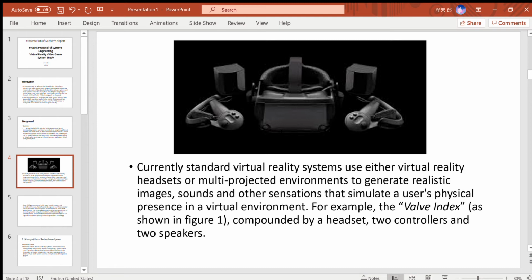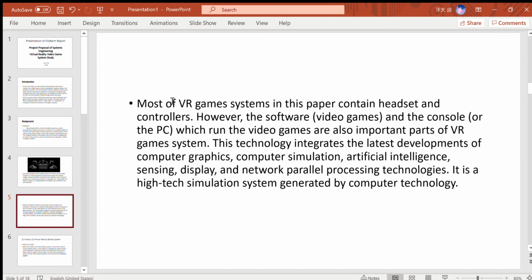For example, the Valve Index. We can see here the headset of the Valve Index, and these are the two controllers, and these are actually two speakers. But the speakers are not an essential part of the VR game system. The headset and the controllers are the most important part in the hardware of the virtual reality system. Most of the VR game systems in this paper contain the headset and controllers.